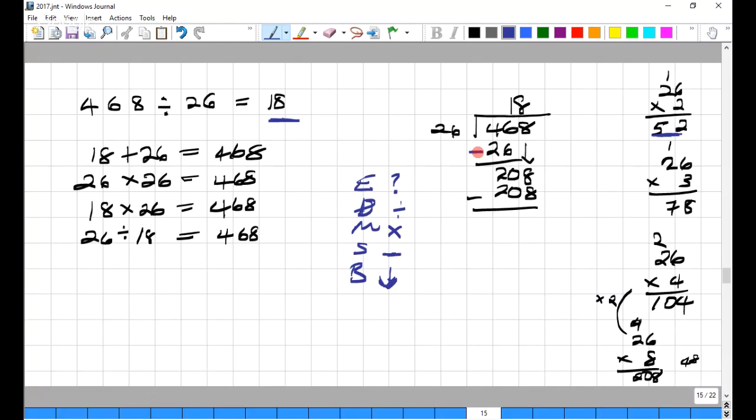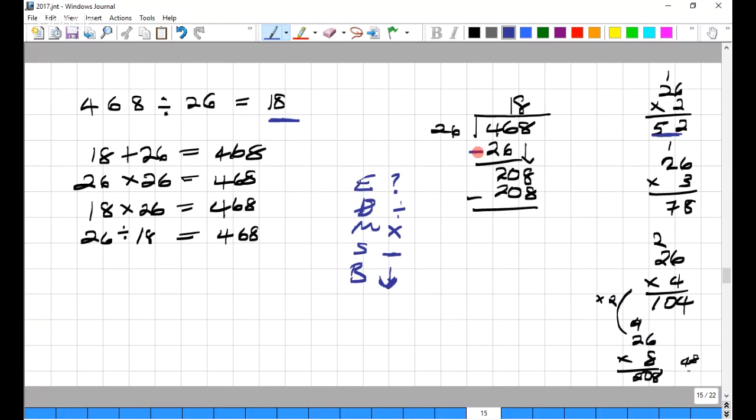Anybody? Two. Good. So I need to double it. All right. So instead of multiplying 26 by 4, I really need to multiply 26 by what? 8. Okay. And here we would have, I hope you can see. Can you see where I'm moving? Yes, sir.